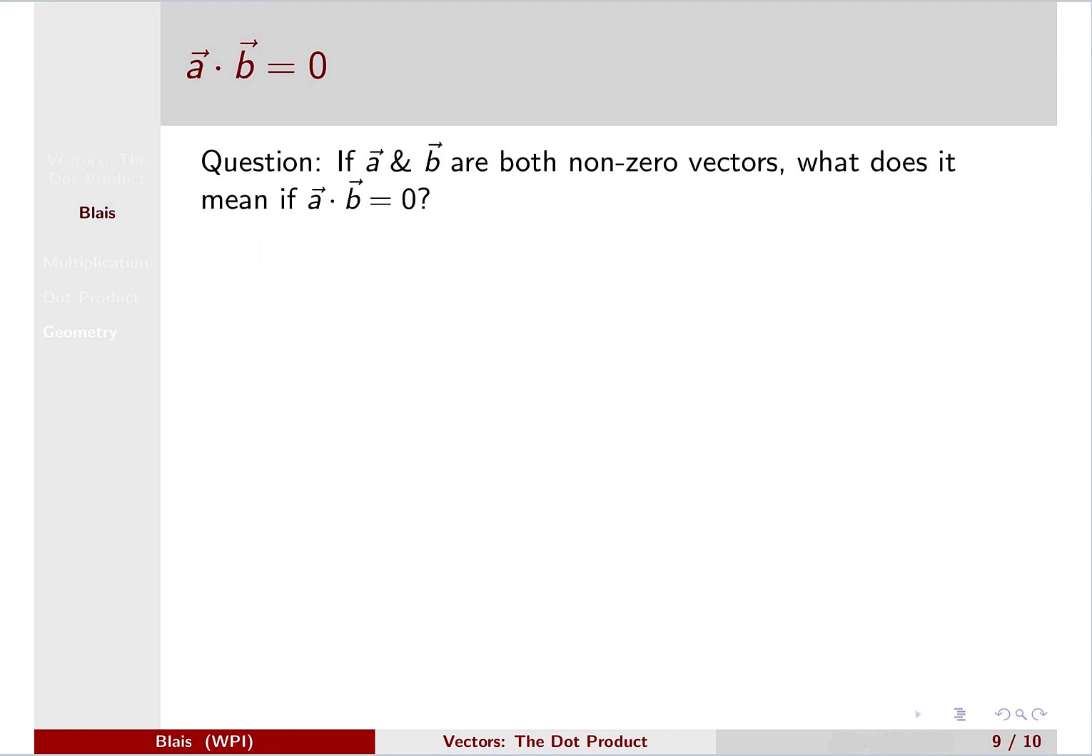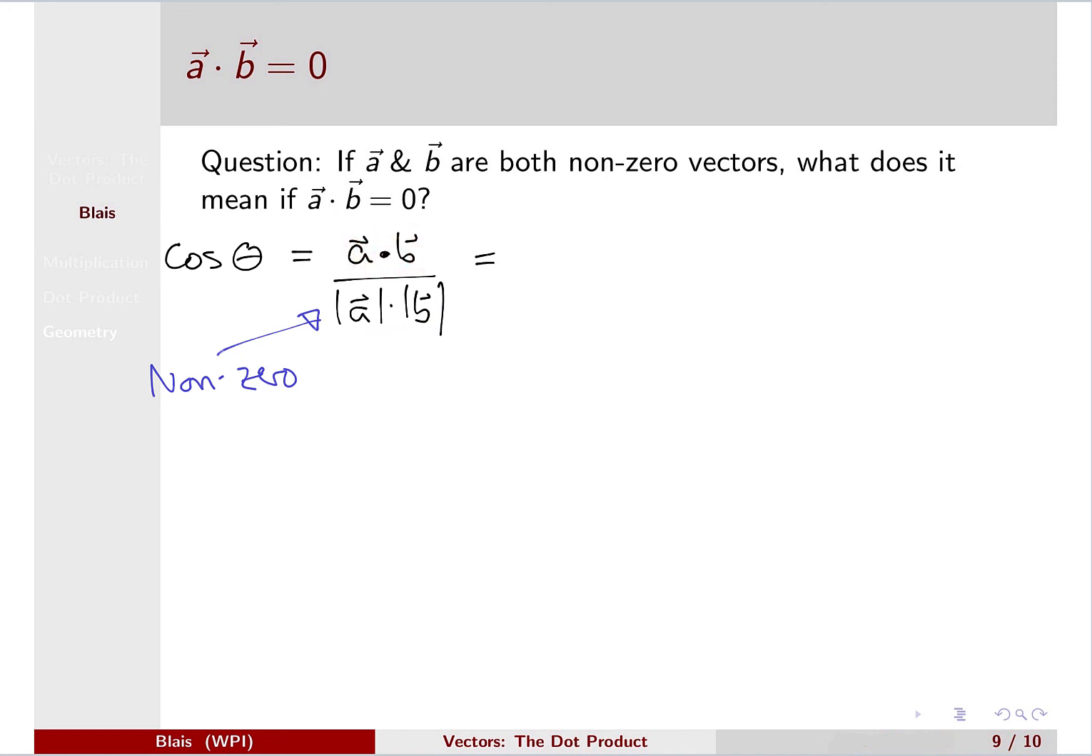What about the special case when you have two vectors that are non-zero and their dot product is 0? So what does this mean? If you have two non-zero vectors, dot product is 0, let's think about that formula that we just looked at. So we have that cosine of theta is A dot B over the product of their lengths. We know that the denominator here is non-zero. Since both A and B are not the zero vector, they have some non-zero length. So we don't have any division by zero problem.